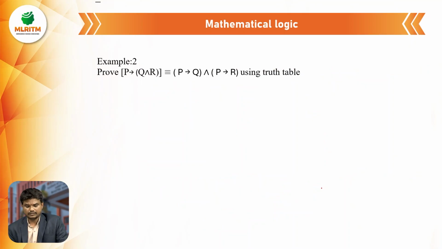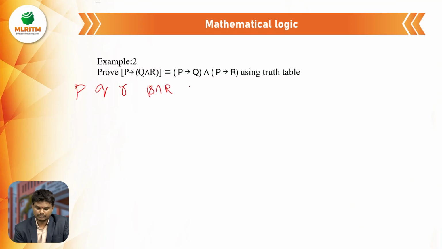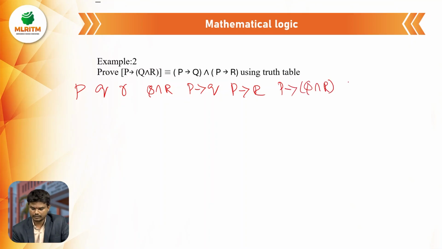Next problem, that is the second example. We take the LHS and RHS and check whether they are logically equivalent. Here we have three propositions, that is P, Q, R. What is given? P implies Q and R, and P implies Q and P implies R.